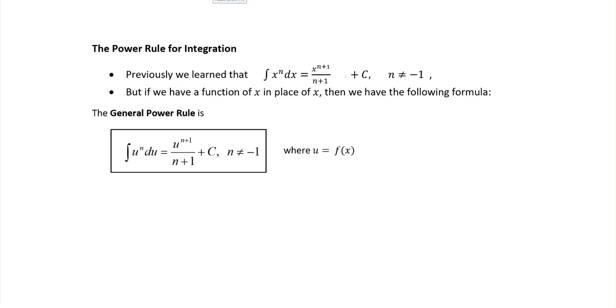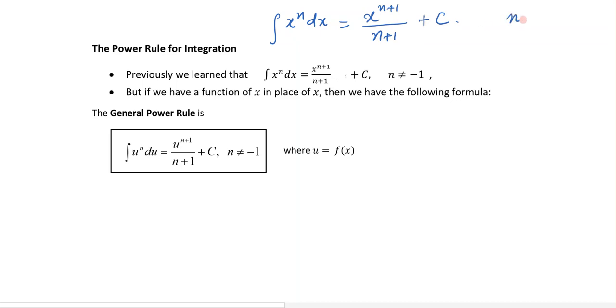Hello everyone, in this video I explain the power rule for integration. We know that if we have to take the integral of x raised to power n dx, this is essentially a power function. So what we do is we increase the power by 1 and divide by the new power, plus c, provided n is not equal to -1. So this is what we already know.